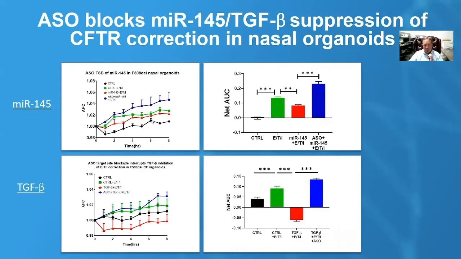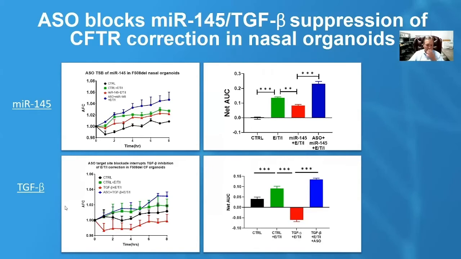Now, those are wild-type cells. Now let's look at CF organoids. First, looking at miR-145, does the ASO block miR-145 inhibition of CFTR function? And again, as before, black is control. The ETI, the CFTR modulator, is in green, so we see a response after that. The red is miR-145, and the blue is the ASO blockade. And we again can see that ETI increases CFTR activity, miR-145 decreases it, and the ASO blockade restores CFTR function.